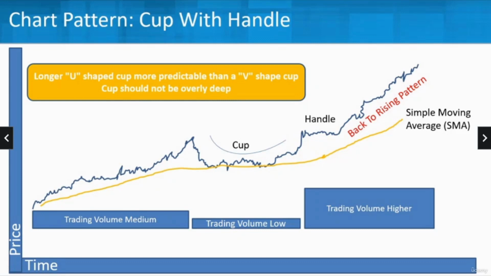So look for U-shapes, longer U-shapes in the cups to be more confirming, and then also look that the cup is not overly deep, and that'll really help you. As you probably saw there, you're saying, wow, that's a lot going on with a cup and handle. It looks nice, but I've got to really wait for that pattern to develop. And that's true, and you have to let it develop.